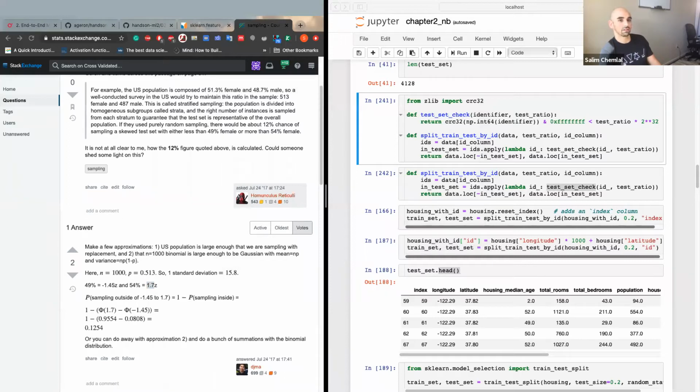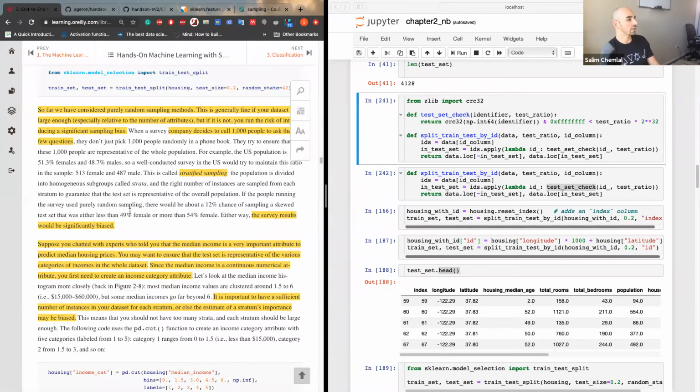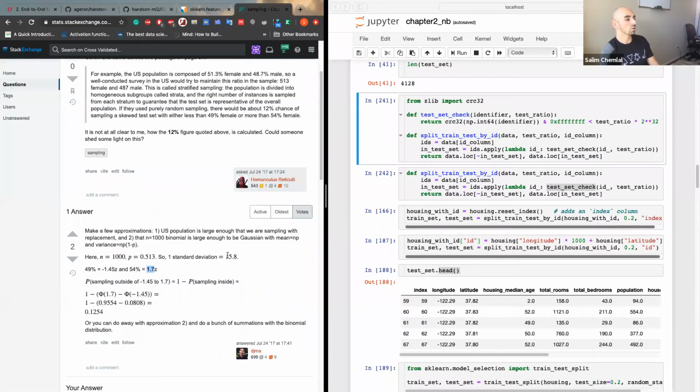Let me bring my calculator. Okay, it doesn't want to go to that screen because it's full. But if we do 27 over 15.8, that's going to give us 1.7. And same thing, if we take 490 minus 513, that's 23 over 15.8, which will give us 1.45.